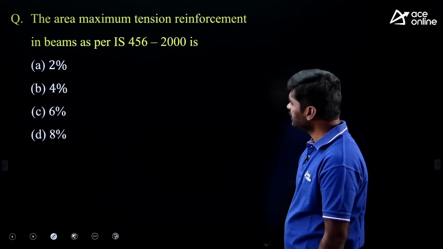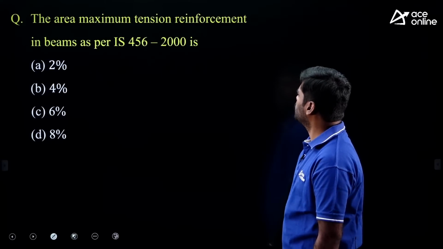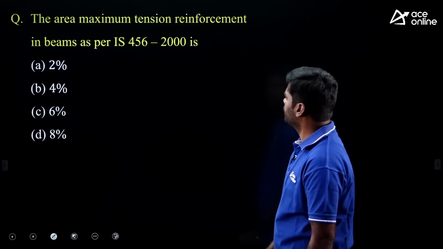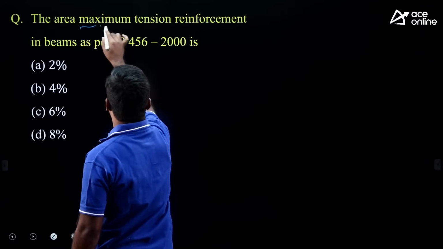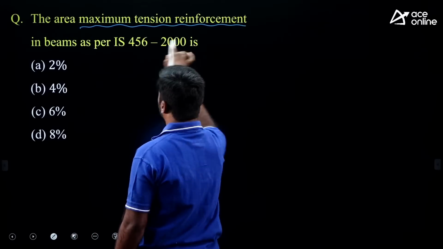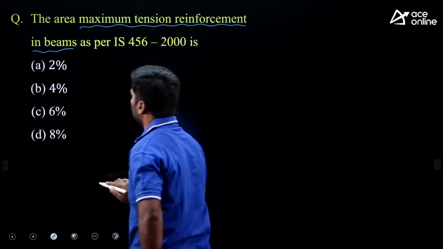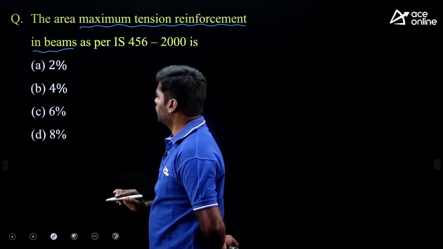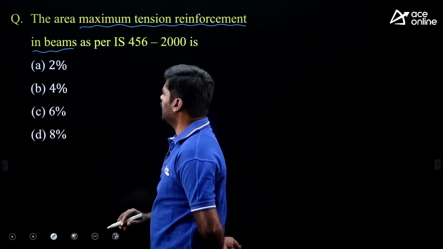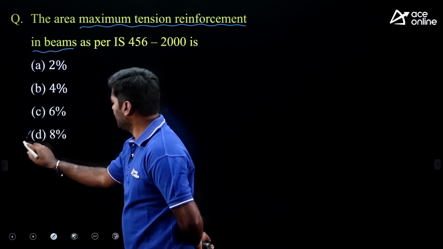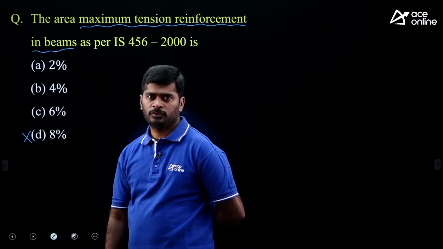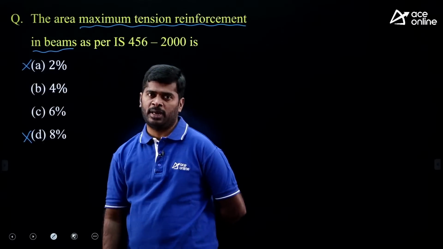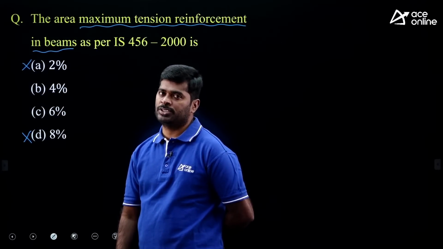The area of maximum tension reinforcement in beams as per IS 456-2000 is. Maximum tension reinforcement in which member? In beams. You know, my dear, given options here: A 2%, B 4%, C 6%, D 8%. There is no 8% limit from IS code. There is no 2% limit from IS code regarding maximum steel.